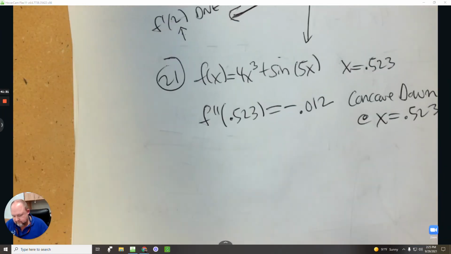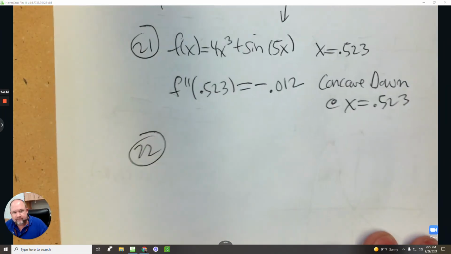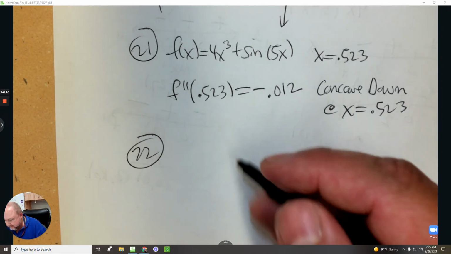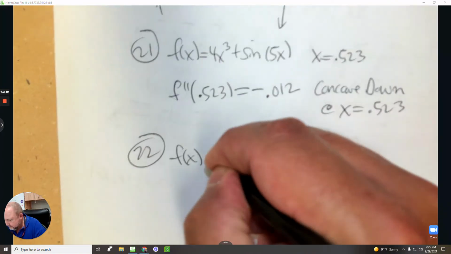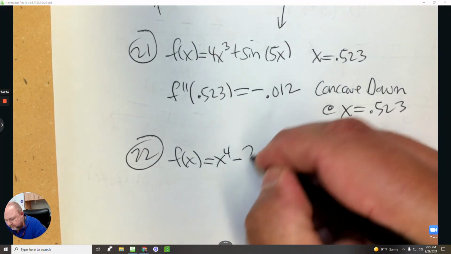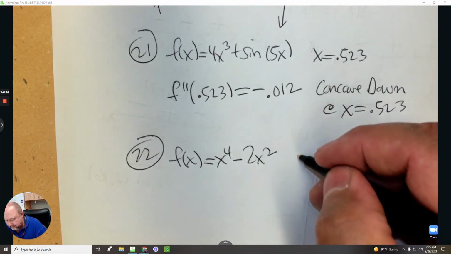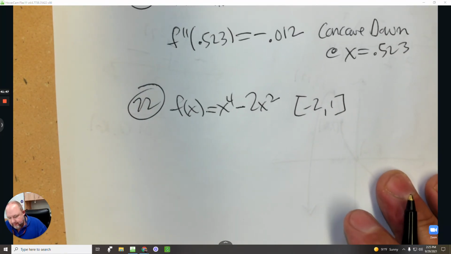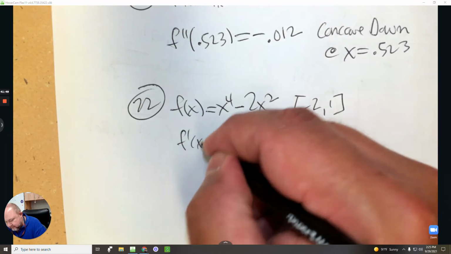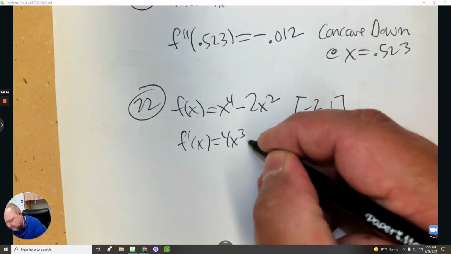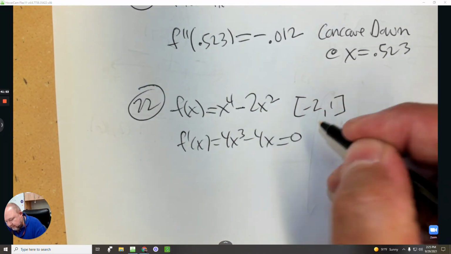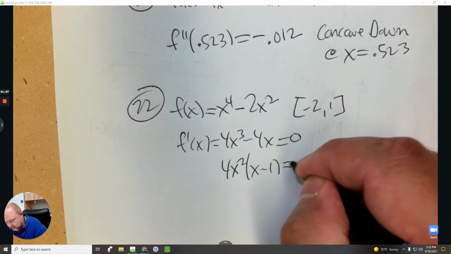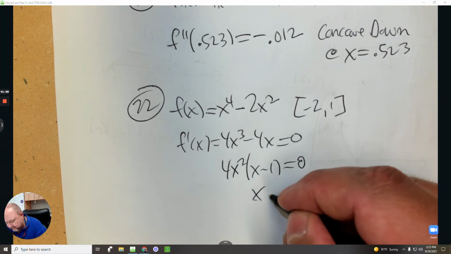22. Find the absolute max and minimum. See if I remember how to find absolute max or minimum on this interval. So I'm going to take the derivative and make it equal to 0. I'm going to solve it. And I get the answers 0 and 1.